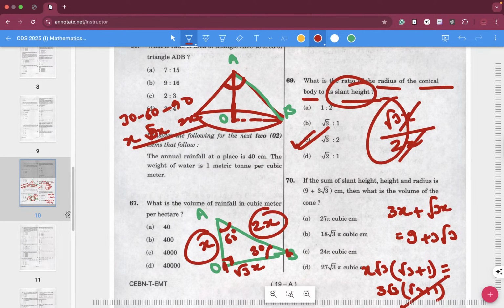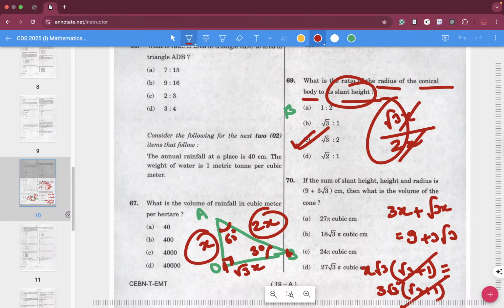That means this one is gone, this one is gone. So what you are left with, I am now deleting this one. So now x root 3 is equal to 3 root 3. Now over here you can simply cancel the 3 root 3 as well. So what is the value of x over here? The value of x is 3.